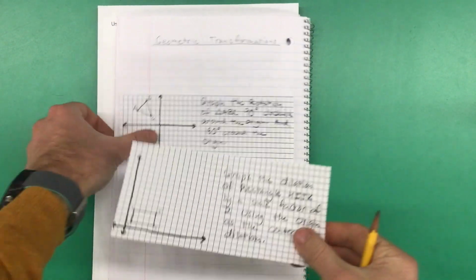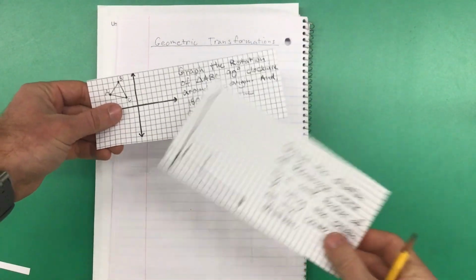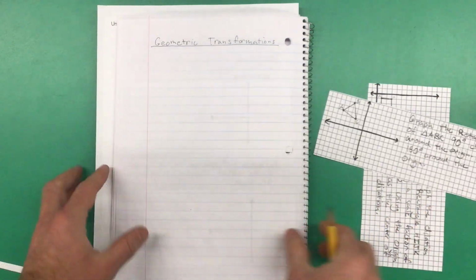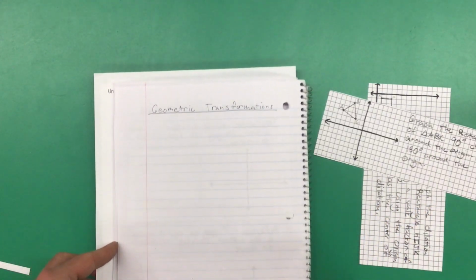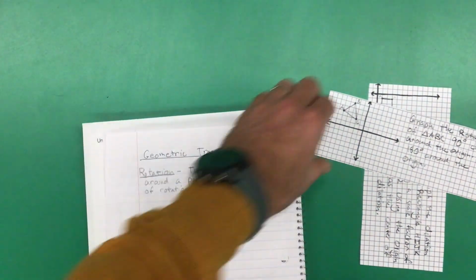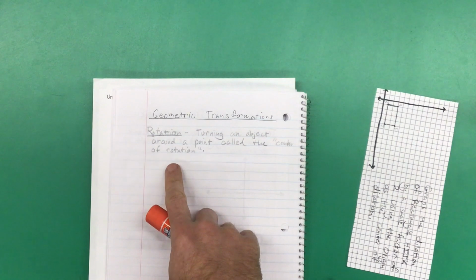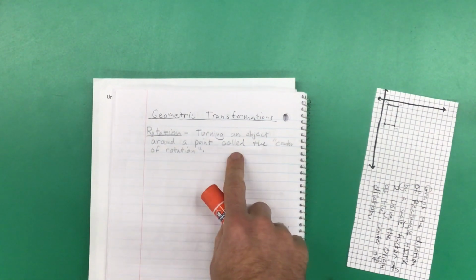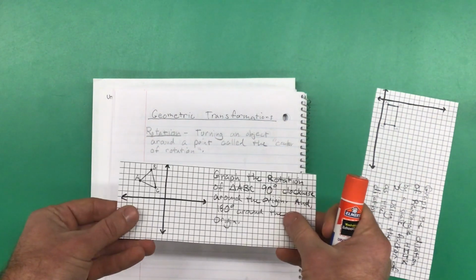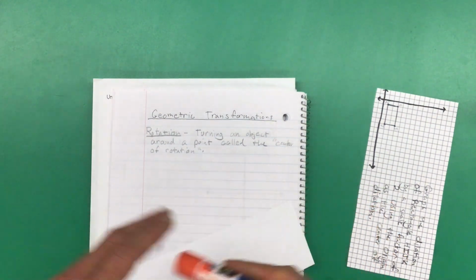So now that we have both of these cut out, we're going to set this one aside and first talk about rotation. First, the definition of rotation. I'll write it down and then we will go over it. The definition of rotation is turning an object around a point called the center of rotation. Now let's glue this down and get to work.